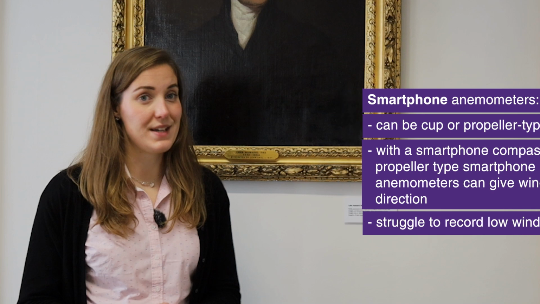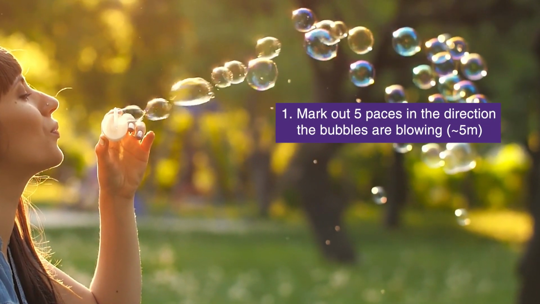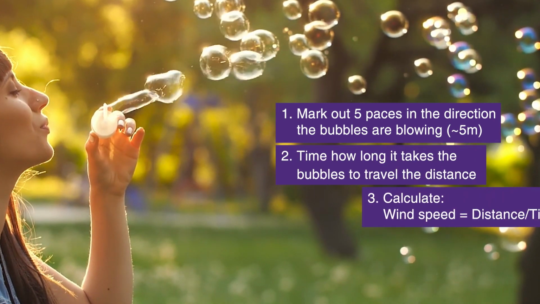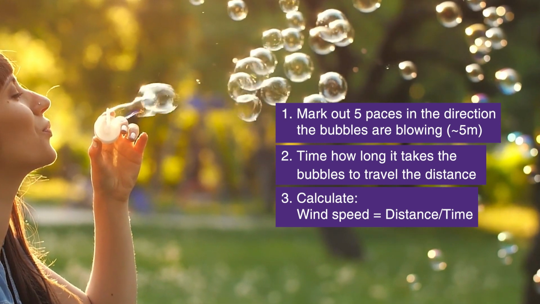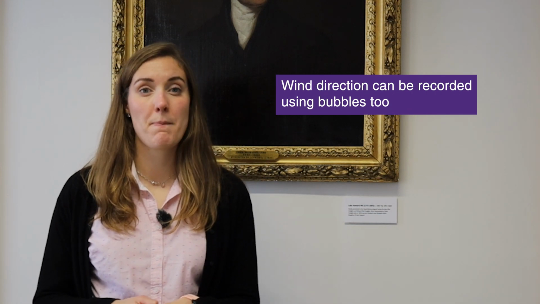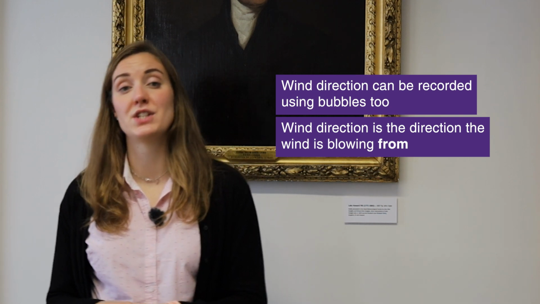A cheap and interactive way to measure wind speed is using bubbles. To do this, mark out 5 paces in the direction the bubbles are travelling, which should be roughly 5 metres. Then time how long it takes the bubbles to travel that distance. Divide the distance by the time to get the wind speed. This method is most accurate if the time is measured several times and if the same person is used to mark out the 5 paces each time. With the compass, either a traditional compass or on a smartphone, the wind direction can be recorded. Remember, wind direction is the direction the wind is blowing from, not where the wind is blowing to.